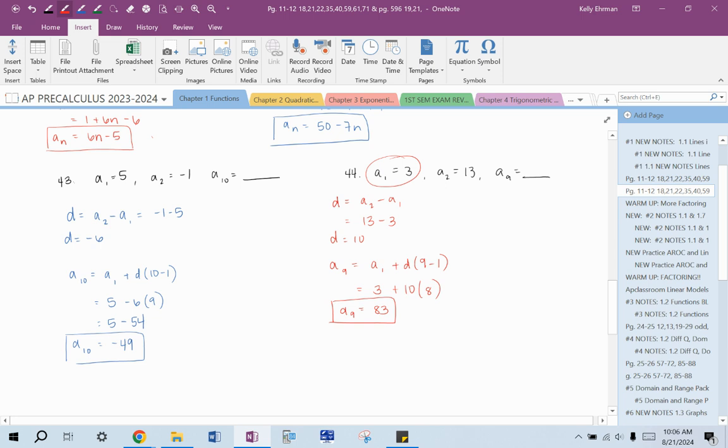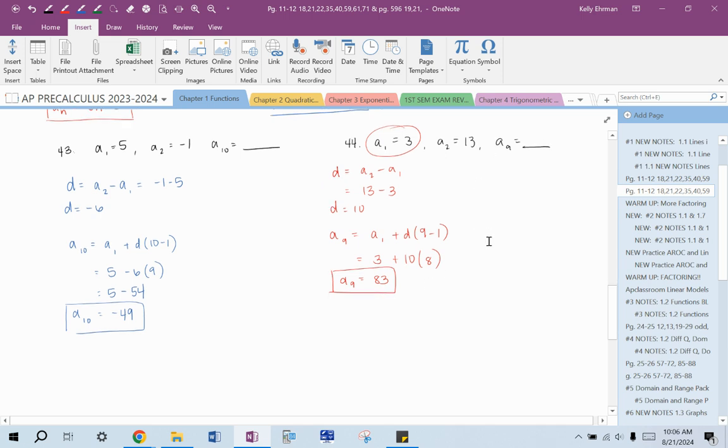Some of our AP exam will require showing our work and written responses. So get in the habit now of labeling things and not just scrawling random numbers all over your paper. Make it neat and tidy and easy for someone who has not been grading your work all year, like me, to grade your work. So, okay, that finishes this assignment.